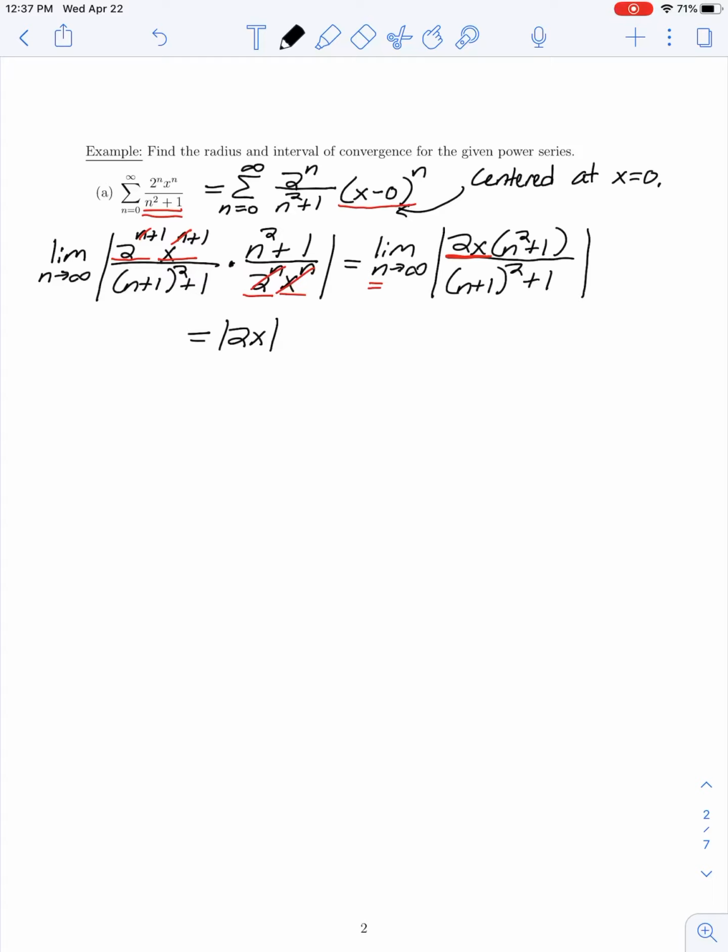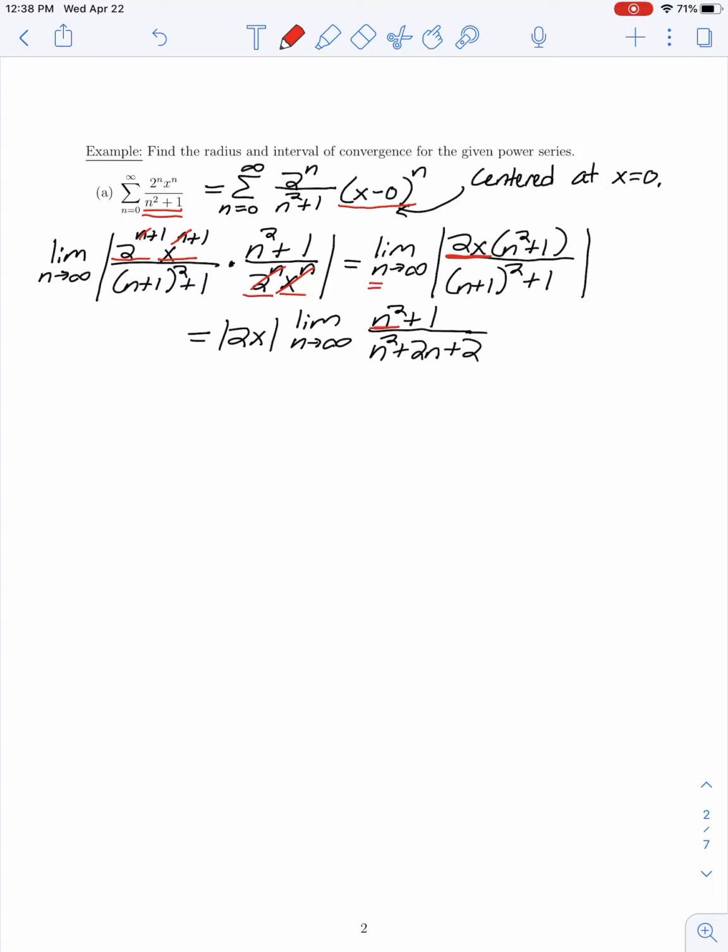So I would have the absolute value of 2x times the limit as n approaches infinity of n squared plus 1 divided by n squared plus 2n plus 1 gives me plus 2 for my denominator when I expand that n plus 1 squared. Now what happened to the absolute value? Well, since n is always non-negative here, this quotient will be positive. So the last step to take our limit, we would look at what happens as n approaches infinity.